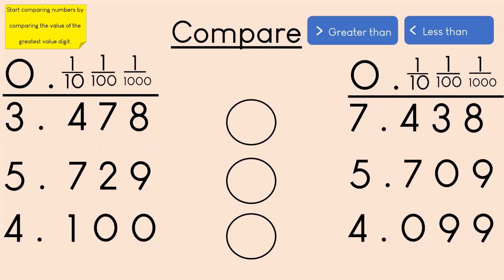I'd like you to give that a go in your books or on your whiteboards. Let's compare the number on the left with the number on the right. Remember, we start by looking at the greatest value digit in each number. I'll just pause and wait for you to finish those.